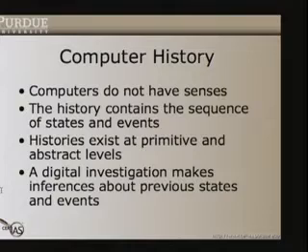Primitive meaning CPU registers, CPU instructions, hard disk sectors, the core low-level events and states that occur in a system. And there's abstract events and states as well, like files, system calls, or user-level events of clicking on buttons and various things that occur at multiple levels. And basically, digital investigation is a process where we make inferences about the previous states and about the previous events that occurred on the system, maybe given only one state of the system. We try and figure out this other history of it.